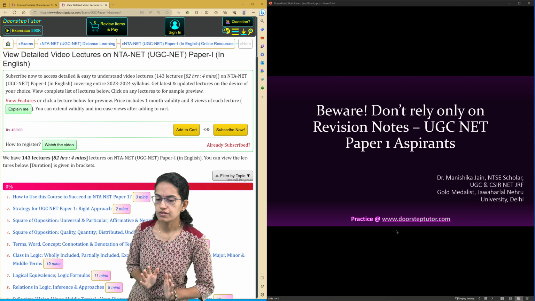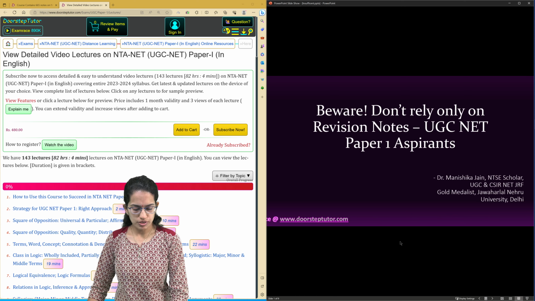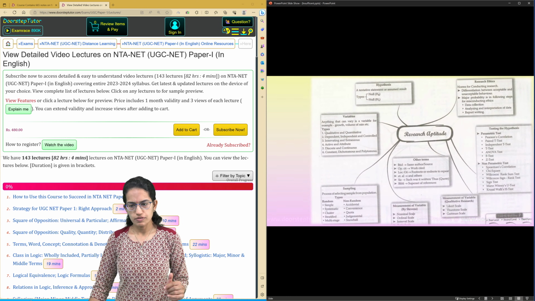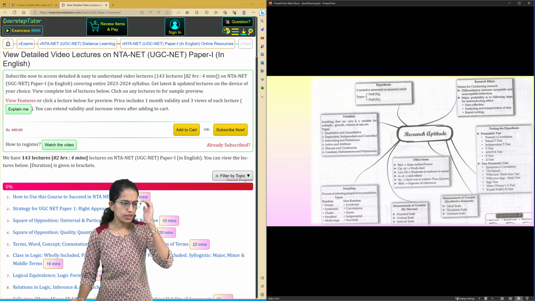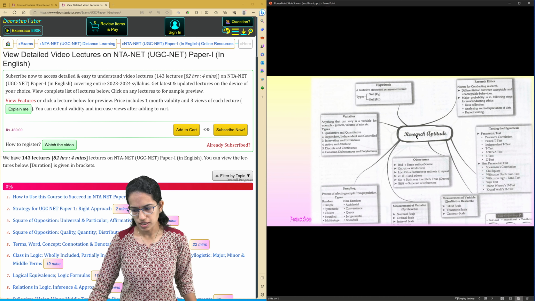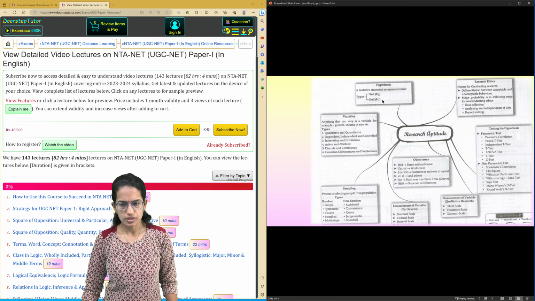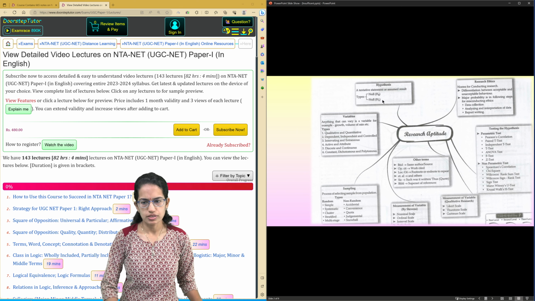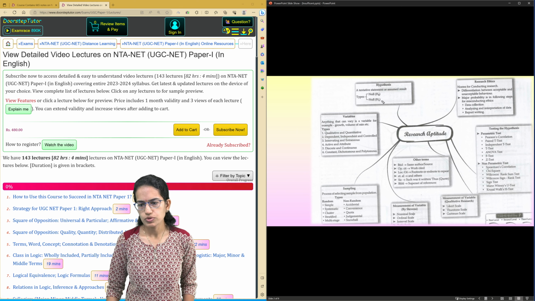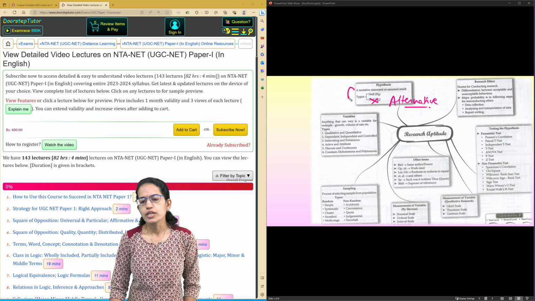If you are preparing for UGC NET Paper 1, it's very important that you don't simply rely on the revision notes. So we have a sample of revision notes here. The idea in the revision note, as you can see here, is that you have the following aspects covered. Now it says hypothesis. When it says hypothesis, it says the two types of hypothesis, that is the null and the alternative. Now what are these hypotheses?